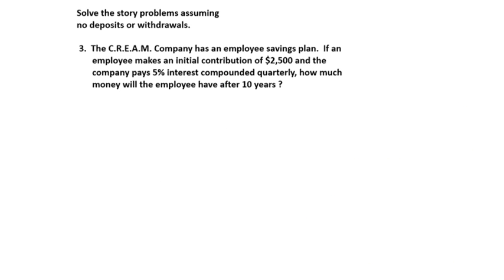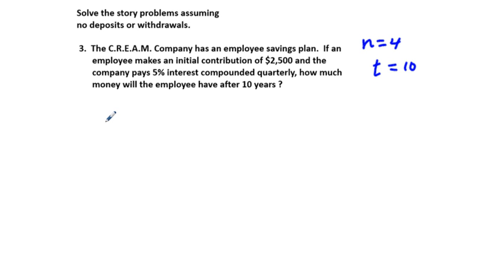Next, problem 3. The cream company has an employee savings plan. If an employee makes an initial contribution of $2,500 and the company pays 5% interest compounded quarterly, how much money will the employee have after 10 years? Very similar to the last one. We have N equal to 4, and T equal to 10 years.